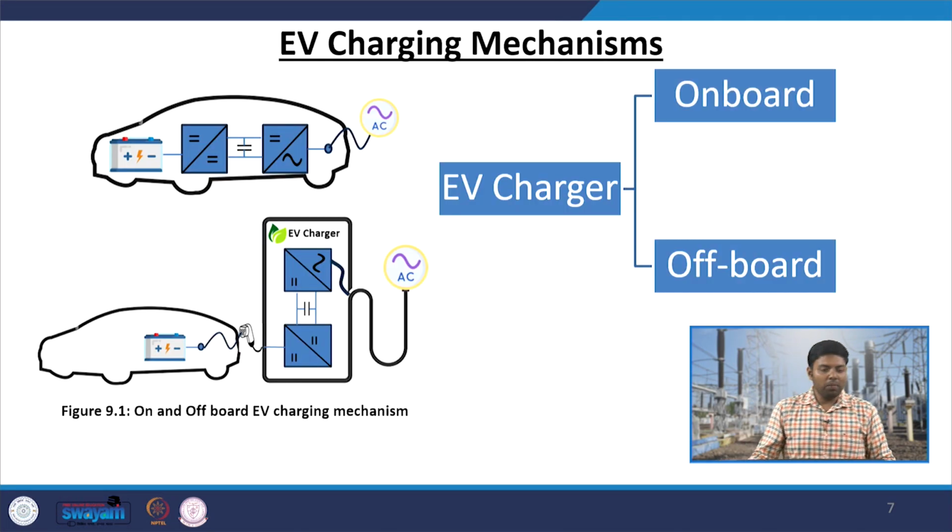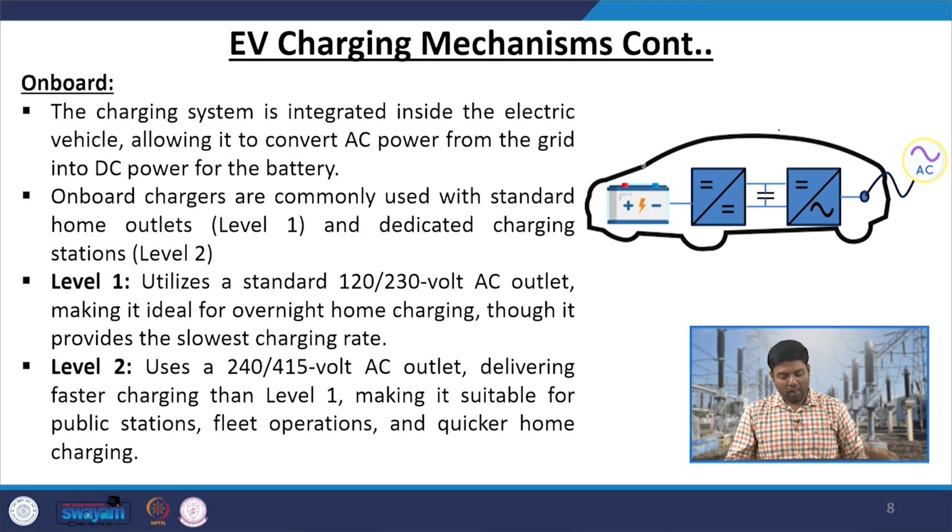So, depending upon the charging mechanism, whenever you go to charge your battery, the EV chargers can be of two types. One is the onboard charger and the second is the off-board charger. We will see one by one what the onboard charger and the off-board charger are. Onboard charging is mostly done directly from the AC electrical supply.